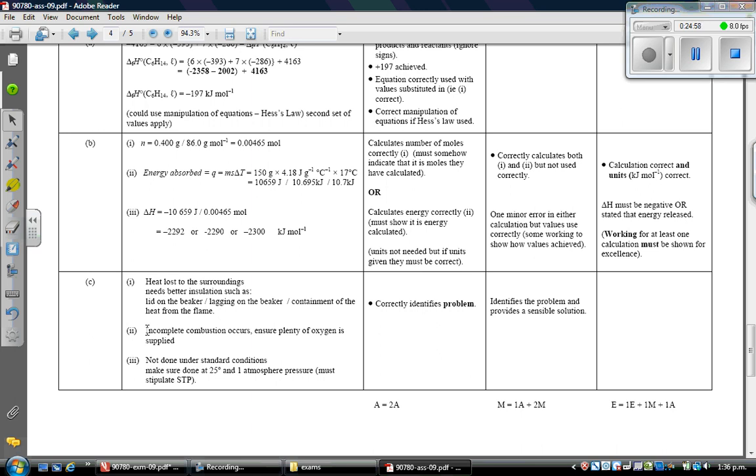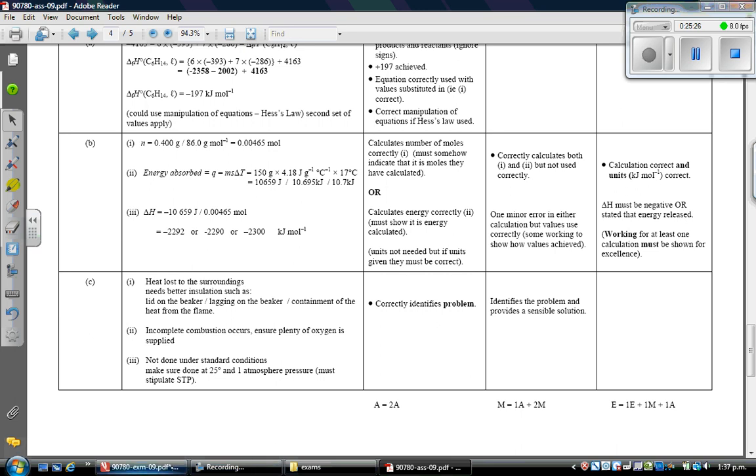As a result of this, incomplete combustion occurs, so you would have to ensure there was plenty of oxygen supplied, which is not something we want to be doing in a school lab because that's highly explosive. And number three, it's not done under standard conditions, so you would need to make sure that the room temperature was 25 degrees Celsius, you had 1 atmosphere of pressure, and that is the answer that you need to give when the exam paper asks you how to improve your experimental setup.